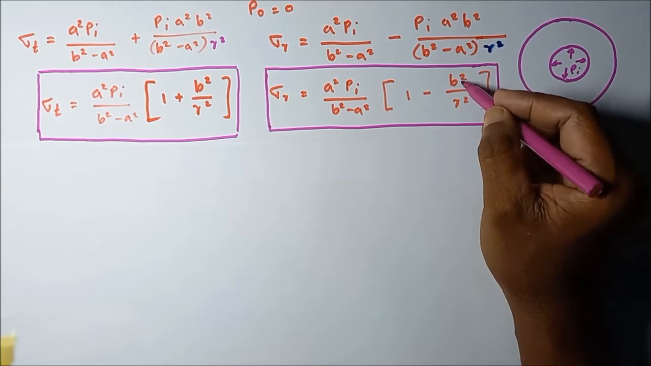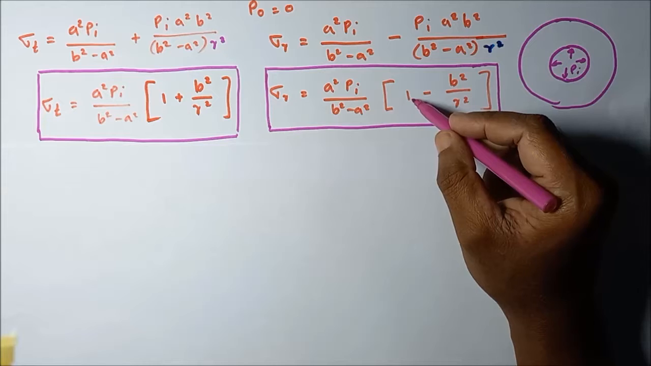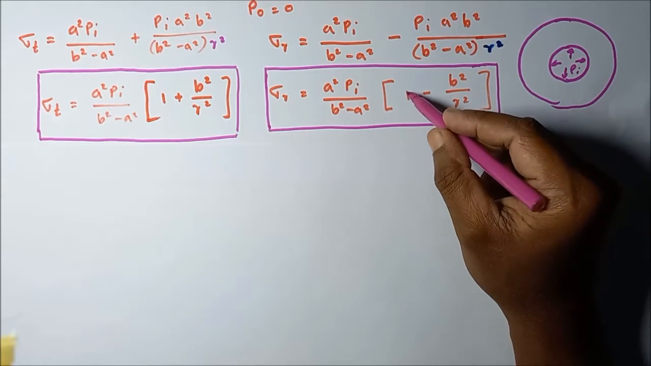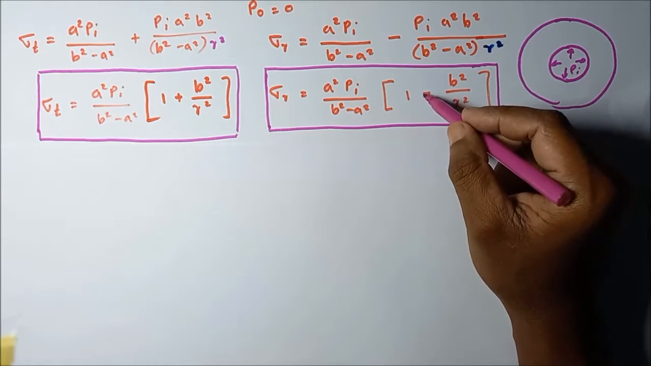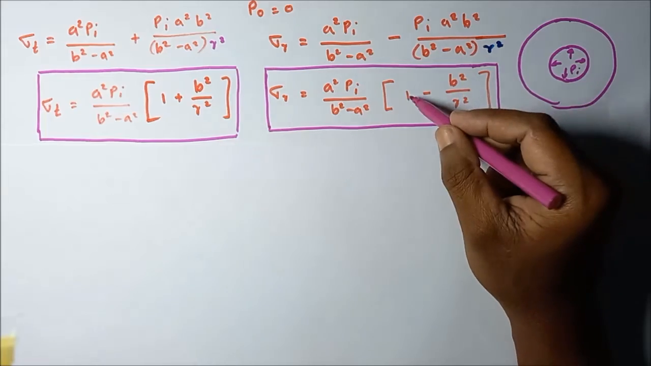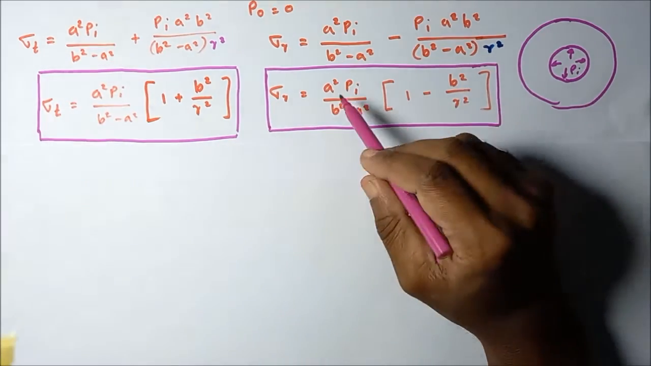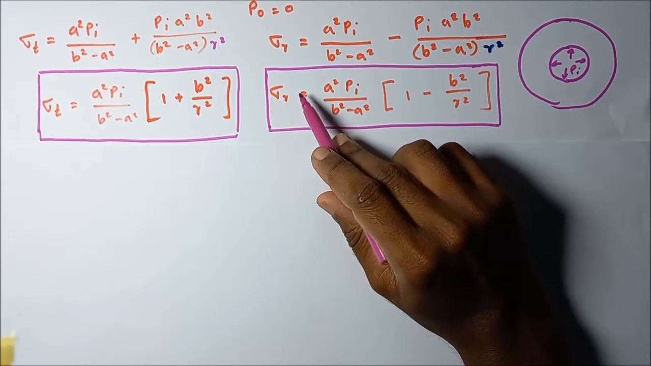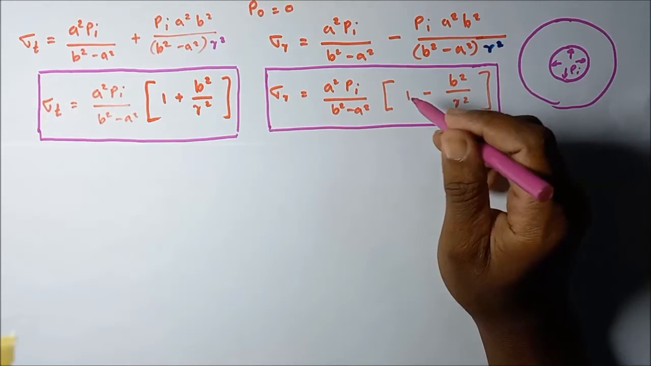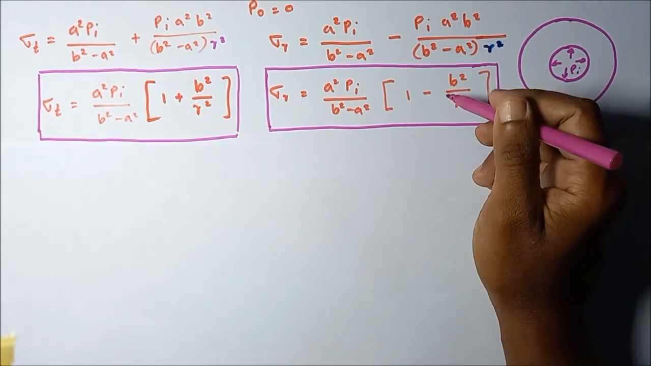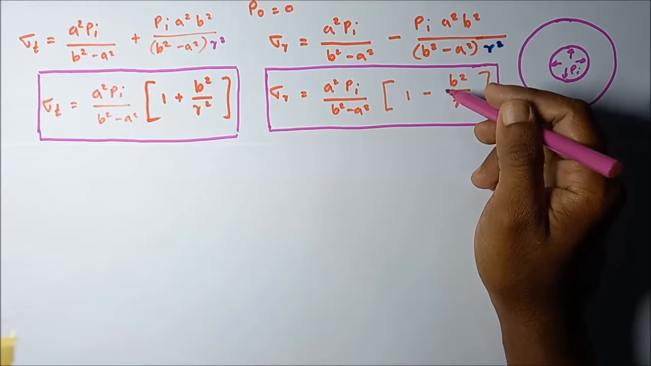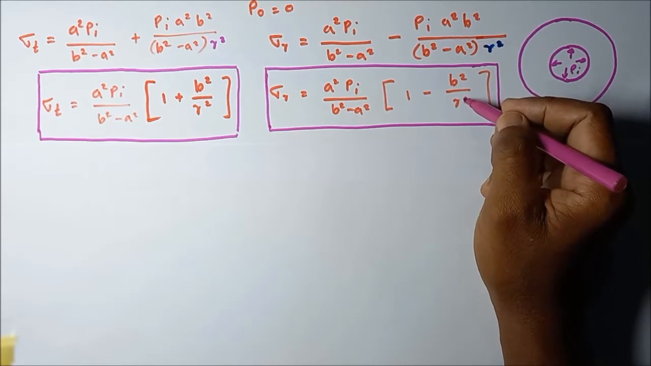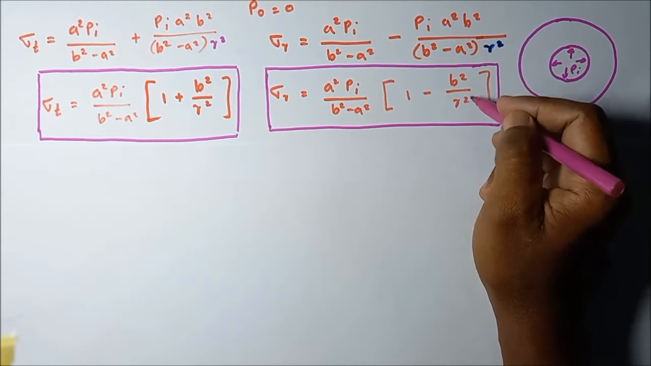You can see this term is always greater than 1, because B square R square divided by R square is always greater than 1. So 1 minus this ratio is always a negative value, and sigma R is always a negative value. Then its magnitude is maximized where this ratio becomes small.